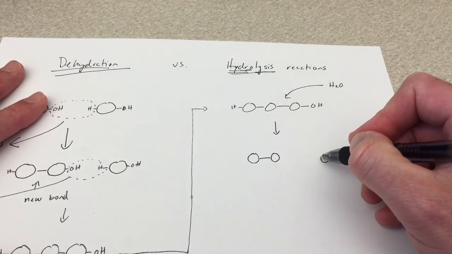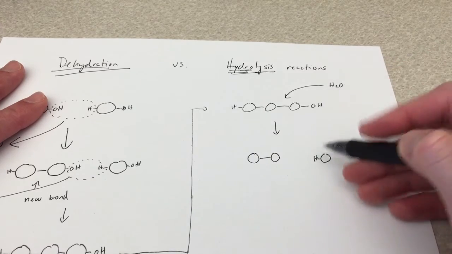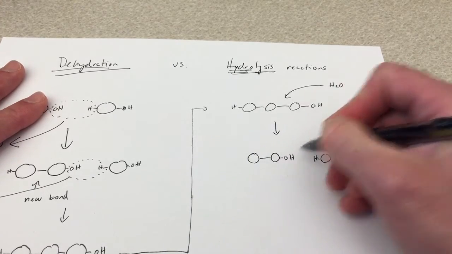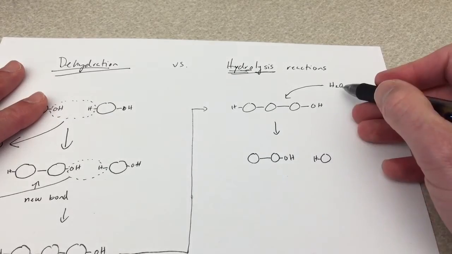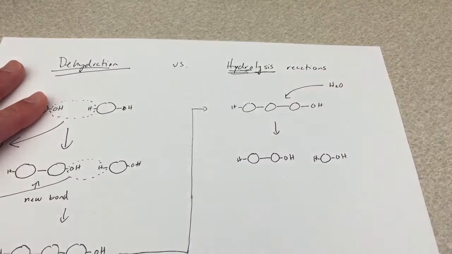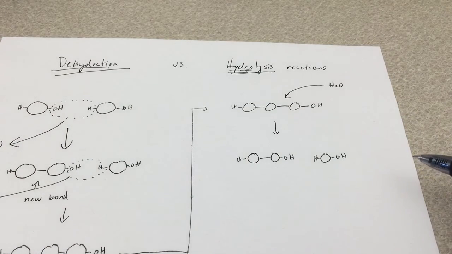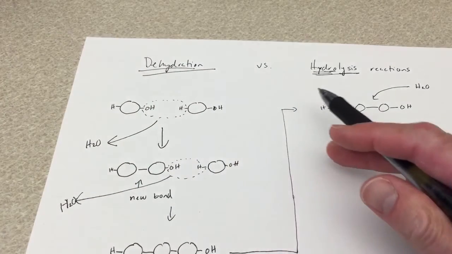Well, here is the H, one of the hydrogens from H2O. There's the hydroxyl group from H2O. And for the sake of completeness, we'll just finish that off. Okay? And that is the difference between dehydration and hydrolysis.